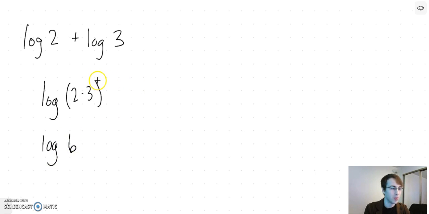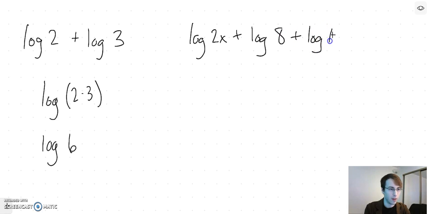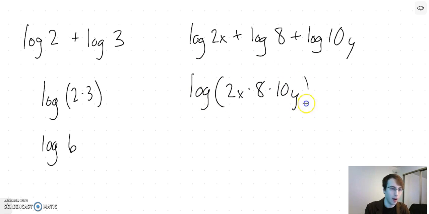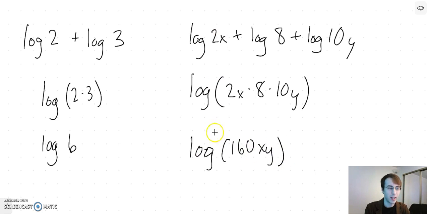So that's super useful if you're simplifying a long log expression, like if you had log of 2x plus log of 8 plus log of 14y. Well, actually, let's change that to something easier to multiply: log of 10y. Then that would just become log of 2x times 8 times 10y, or just log of 160xy. So that's a pretty handy trick for condensing down logarithm expressions.